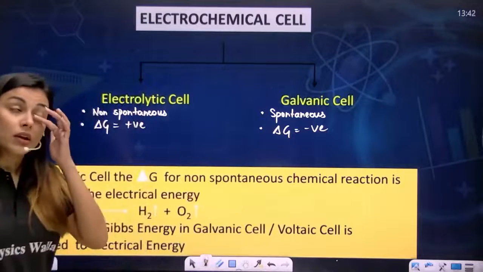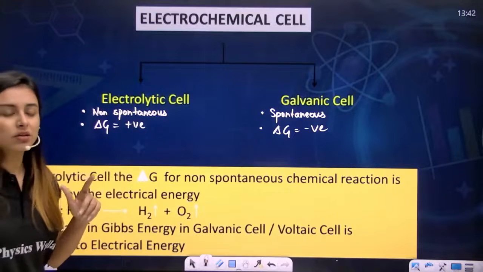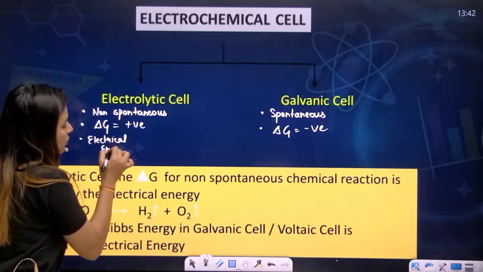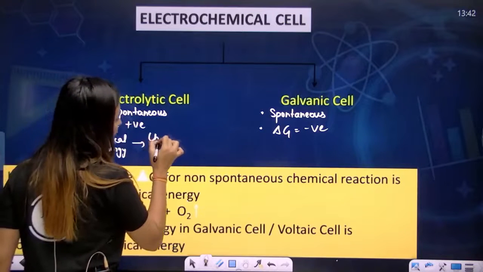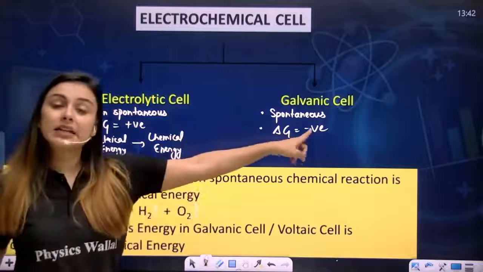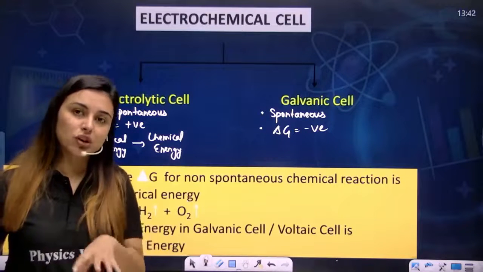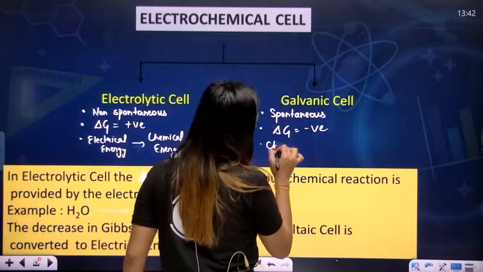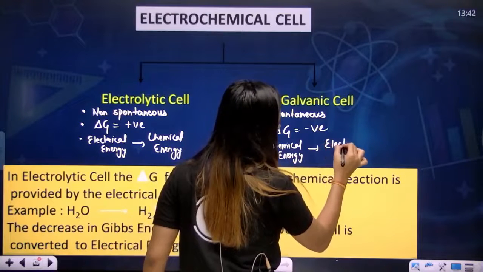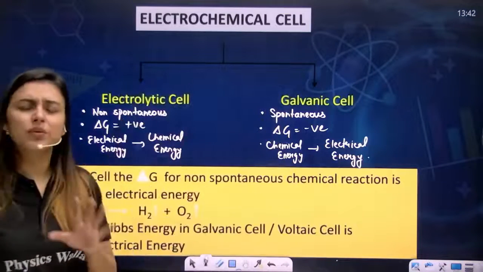Now let's talk about the conversions of energies. If we talk about the electrolytic cell, non-spontaneous means charging process. In charging process, your electrical energy gets converted into chemical energy, right? And galvanic cell is a spontaneous process, the discharging process. And in discharging, what happens? The chemical energy of the phone gets converted into electrical energy. Yes, these are the things which we have studied till now.